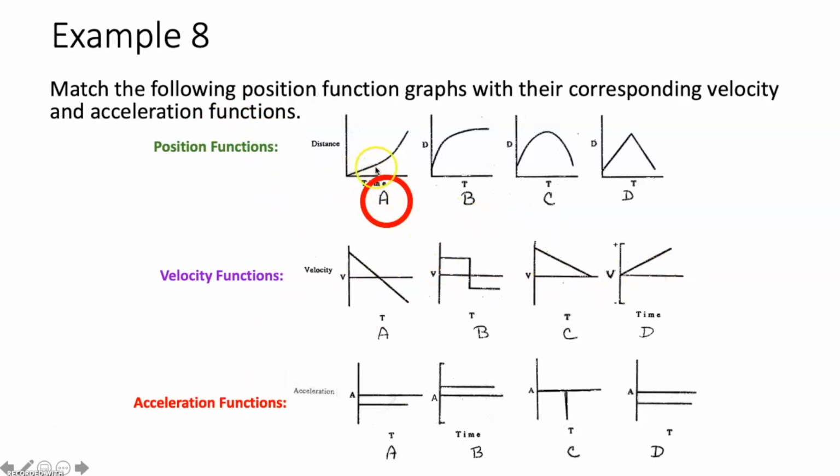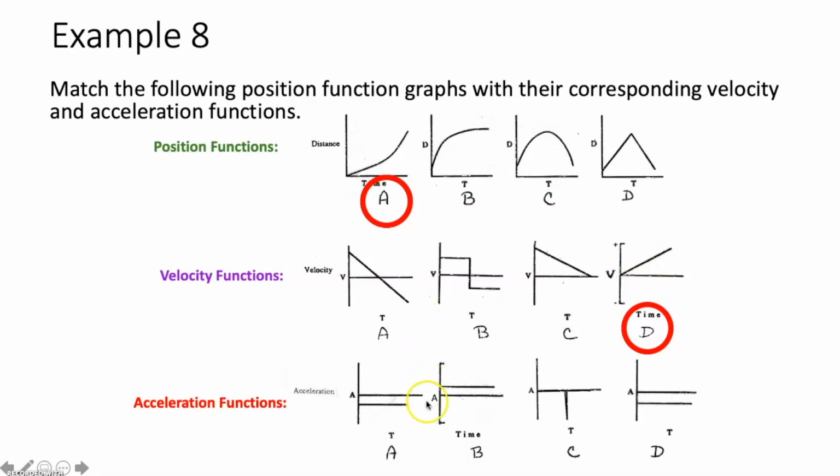Now remember, the slopes of the tangent lines to the curve of my position function, my original function, correspond to the y values of the graph of the derivative, or in this case, the graph of velocity. So let's look at graph A. The slopes of the tangent line to the curve are positive, and as time increases, these slopes get more and more and more positive. So we are looking for y values in the graph of our velocity that start off positive and get more and more and more positive. Well, that would have to be D here. We have y values that start off positive and get more and more and more positive as time increases.